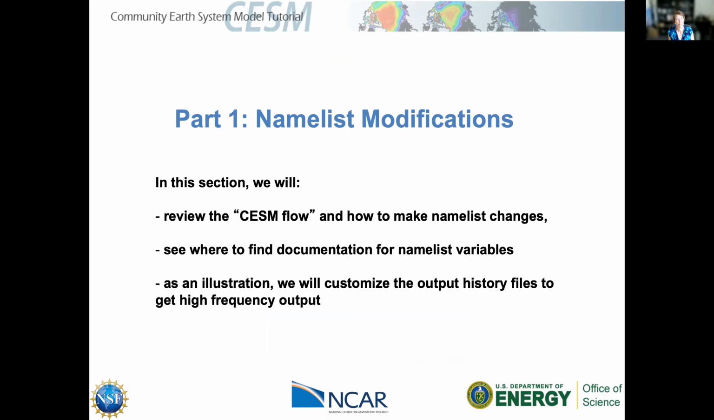Okay, first the namelist modification. The first step, I'm going to review the CSM flow, and then I will show you when in the flow you have to do the namelist change. Then I will show you where to find the documentation for namelist variables. And as an illustration, we will customize the output history files to get high frequency output from CSM. Usually you get monthly mean, but we will see how to get higher frequency output.